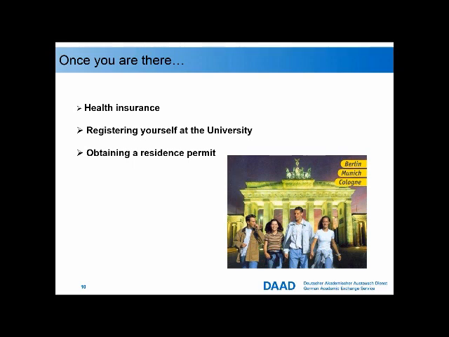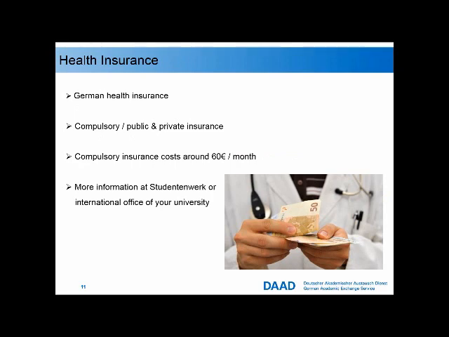Now, once you are there, you have to take care of certain things. Now, I request Girija to proceed with what steps you should follow when you arrive in Germany. There are three steps mentioned: to get German health insurance, to register yourself at the university, that is Immatrikulation, and obtaining a residence permit. So these three points we're going to focus on.